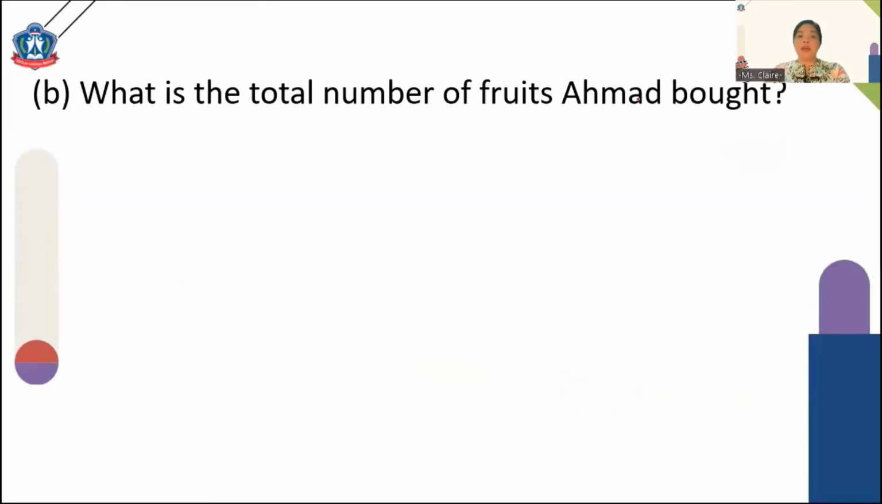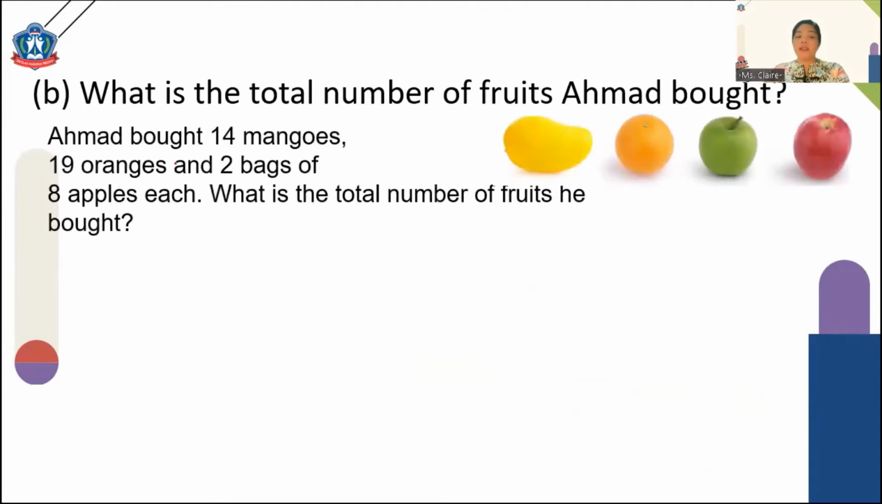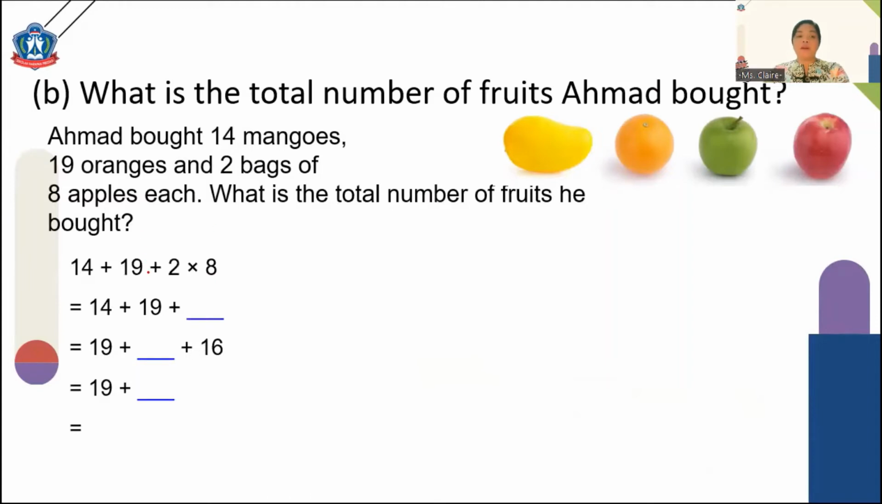Another problem. What is the total number of fruits Ahmad bought? Ahmad bought 14 mangoes, 19 oranges, and 2 bags of 8 apples each. So what is the total number of fruits he bought? So 14 plus 19 plus 2 times 8. This 2 times 8 should be computed first. Remember, do multiplication or division first before addition and subtraction. So 2 times 8 is 16.